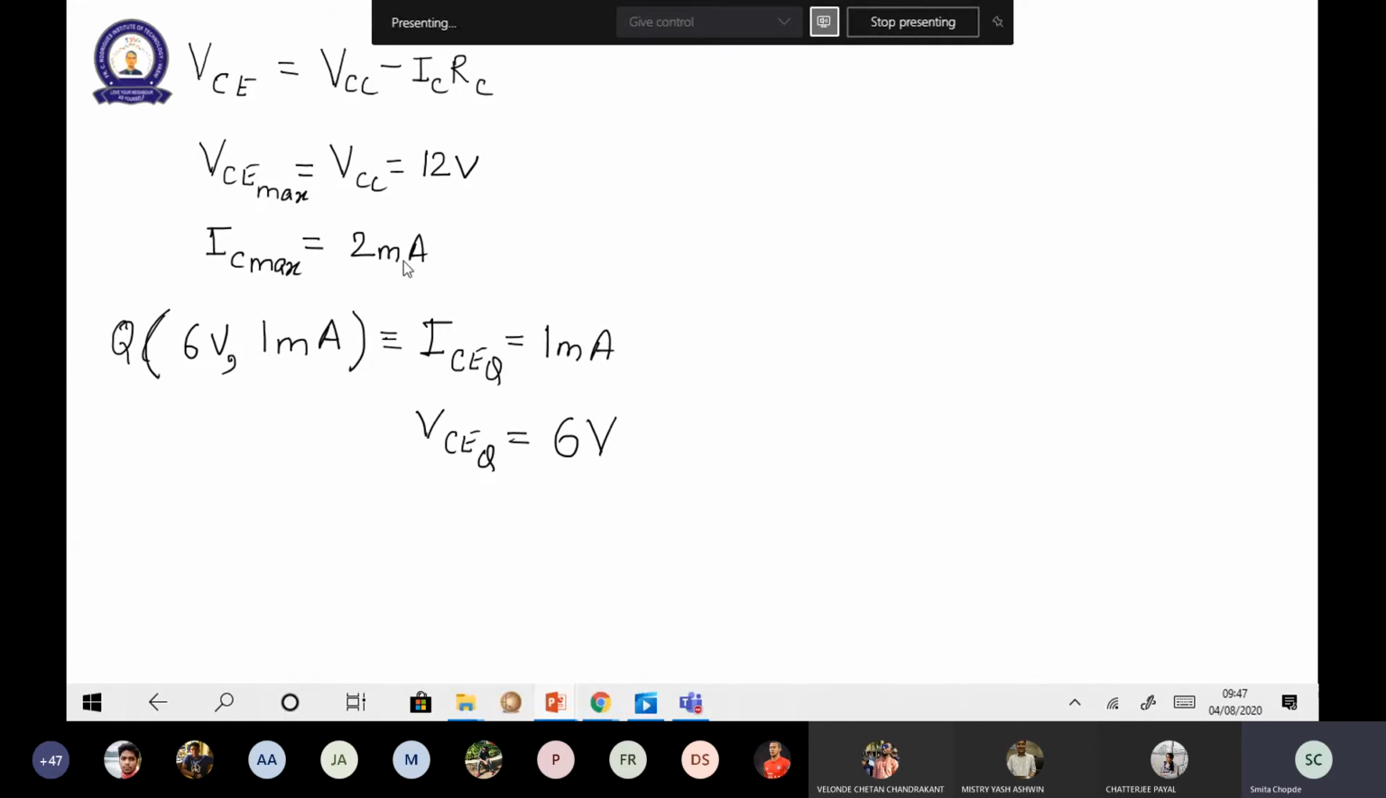Okay, this should be 2 milliamperes. I have written 1 milliampere. A lot of corrections are there today on the slide. Sorry. 6 volts and 2 milliamperes is the quiescent point condition. So DC analysis is done. Any doubt till here on how to do DC analysis?